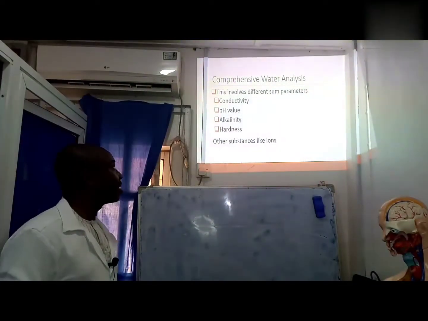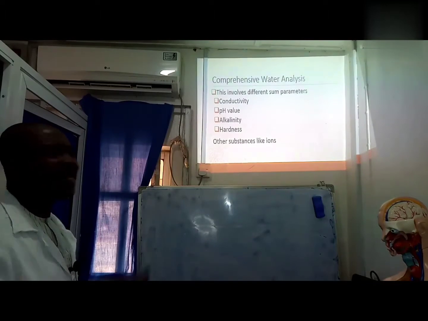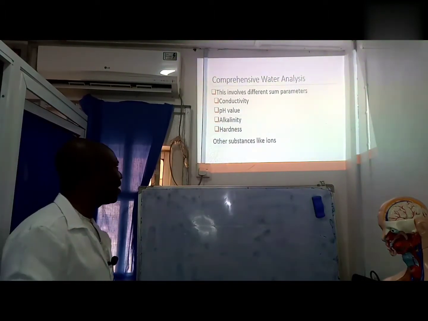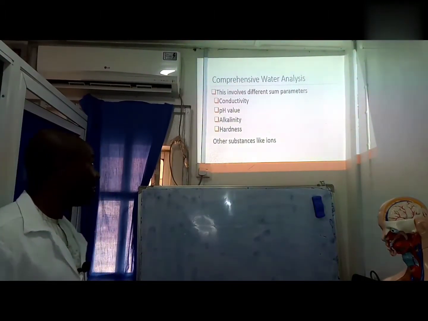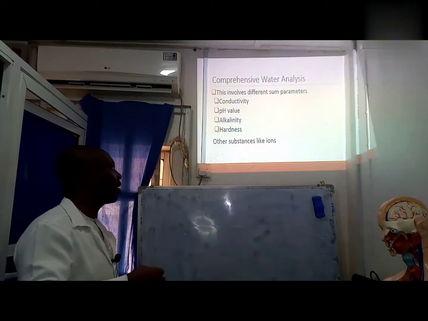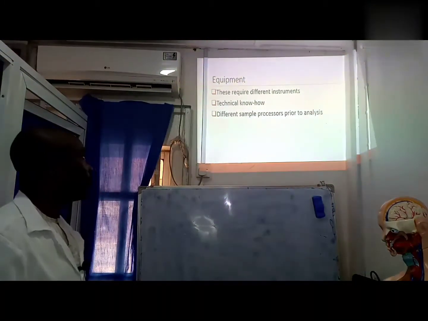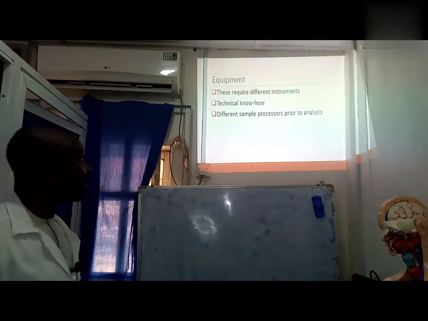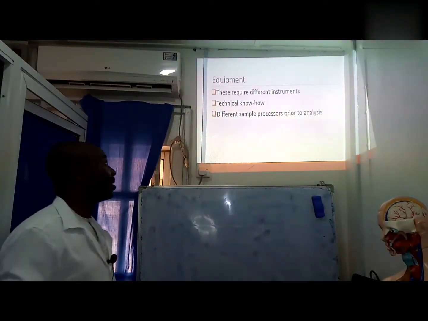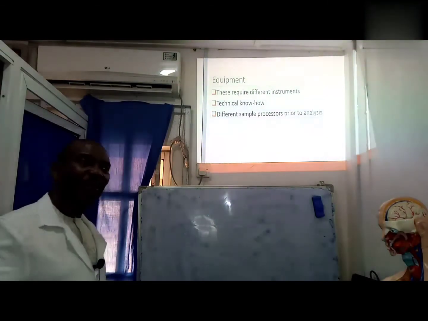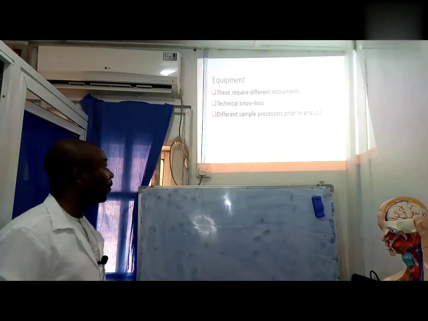Forensic water analysis involves different parameters: conductivity, pH value, alkalinity, hardness, and detection of other substances like iron. And then what equipment do we use? This requires different instruments, of course the technical know-how, and different sample processors prior to analysis of the water.